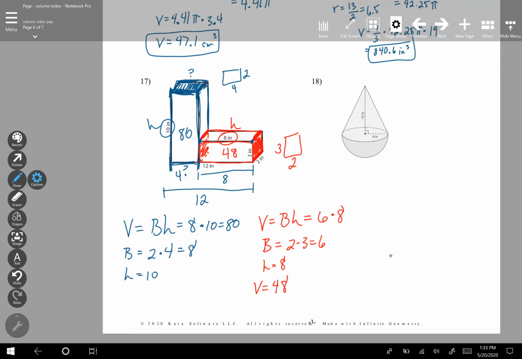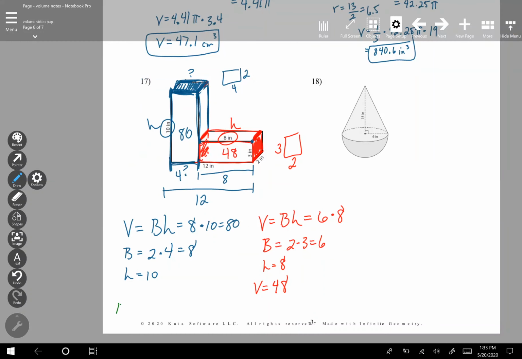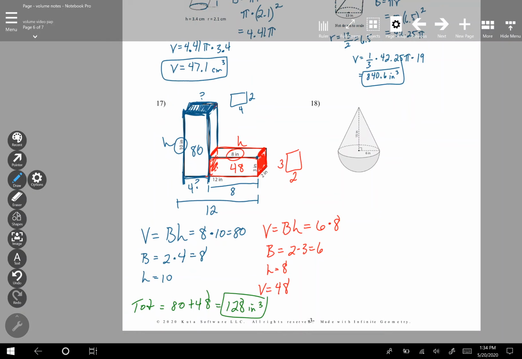And so now my total, okay, total is going to be 80 plus 48. So 128. And that would be inches cubed. Okay, so just on the composite figures, you find the volume of the two separately and then you add them.